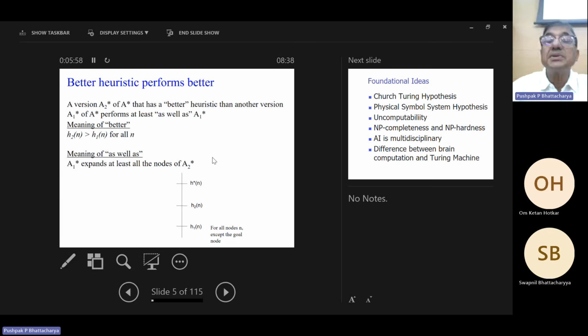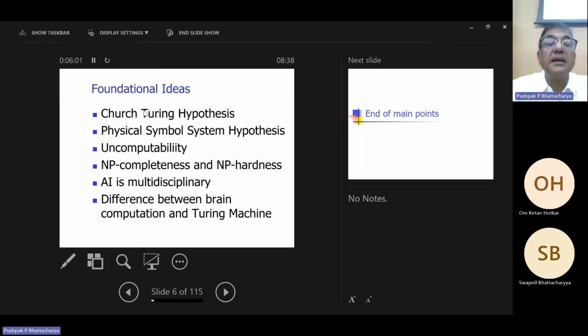Now, we also have been in parallel looking at lots of foundational ideas: the Church-Turing hypothesis, the physical symbol system hypothesis, uncomputability, NP completeness and NP hardness. AI as a discipline is multidisciplinary. The difference between brain computation and the Turing machine, this we started. So these are the main points covered in the last week. If you have any question or comment, feel free to make them or ask them.